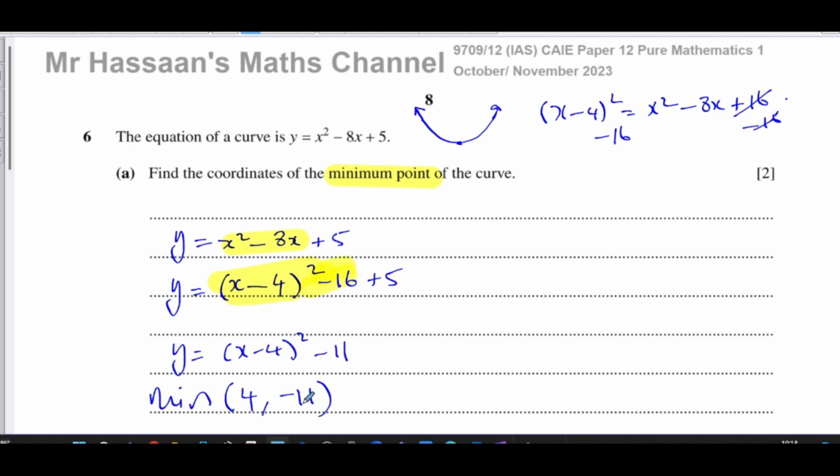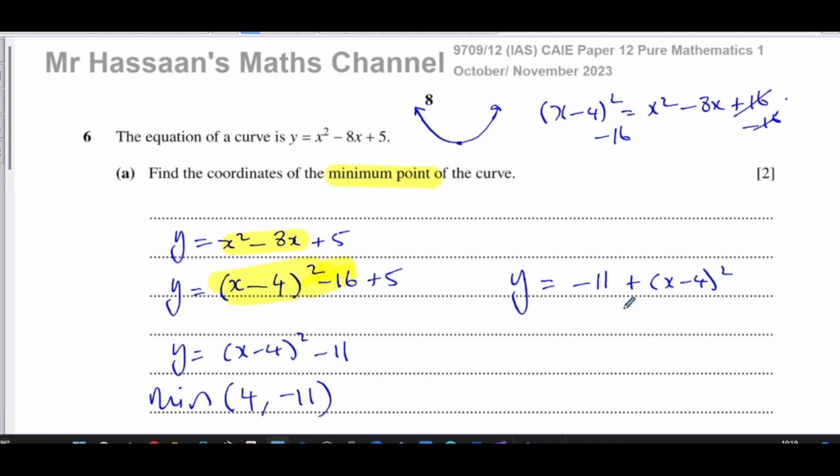That is, 4 for x and minus 11 for y. Why is it the minimum point? Some people will ask, why does this form give us a minimum point? It's because it's easy to analyze this algebraically. You have y equals minus 11 plus x minus 4 squared. I've rewritten it this way just to make it clear why algebraically we're going to get the lowest point.